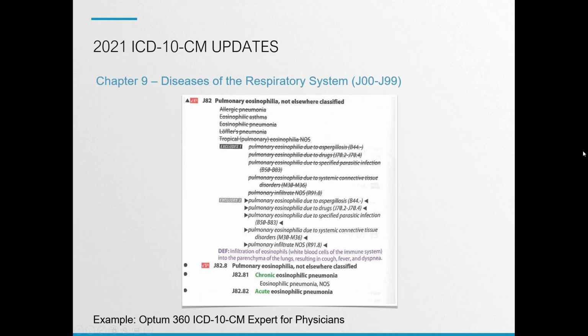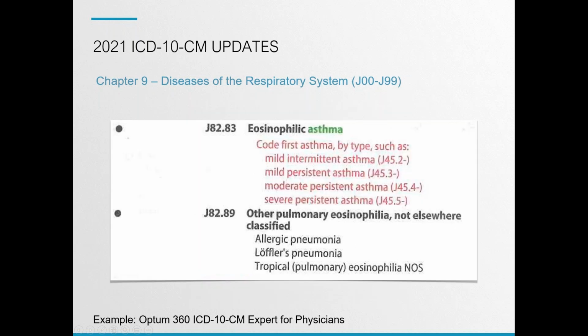Okay, here I want to point out J82, pulmonary eosinophilia, not elsewhere classified. The associated conditions are deleted, and new codes are assigned to identify specific types, such as chronic, acute, or eosinophilic asthma. Again, you're going to see that strike through like we saw before, right? So they're eliminating these and they're giving you the newer codes down at the bottom.